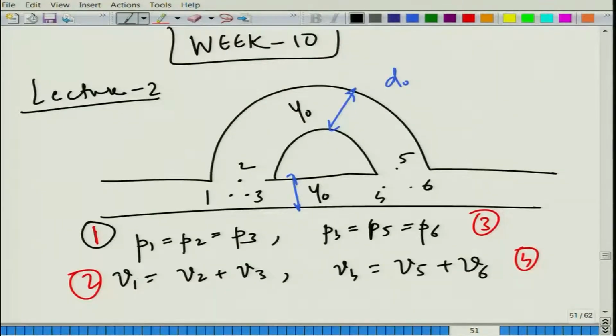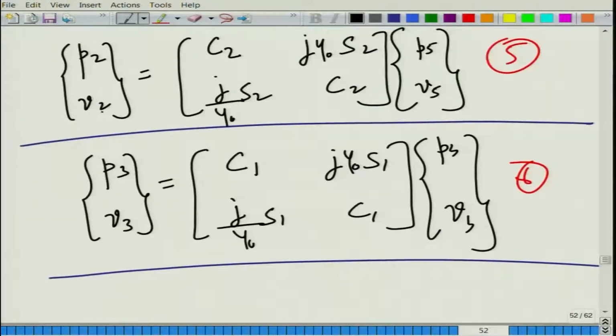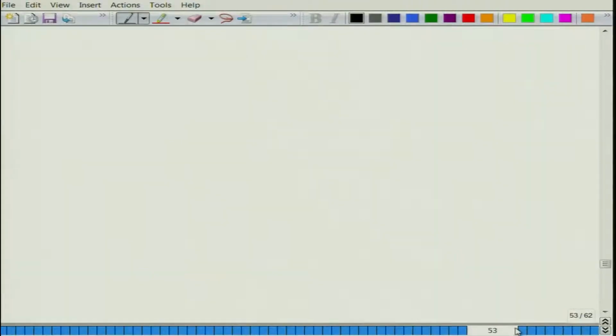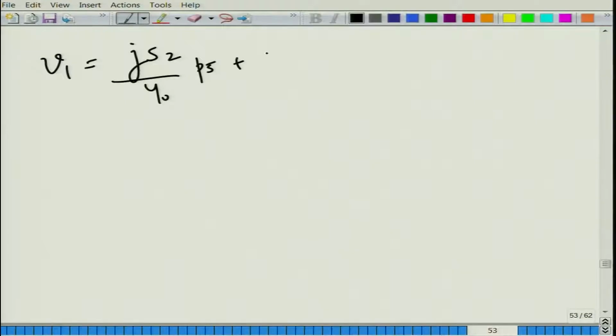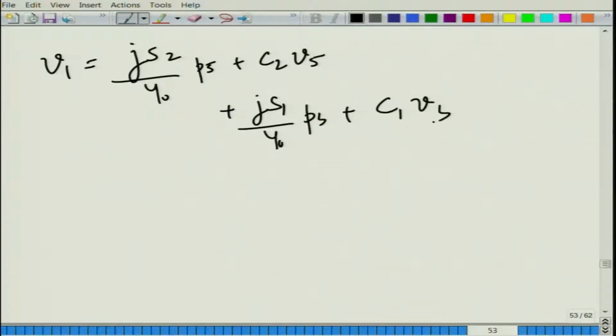Now, first let us see V1 is equal to V2 plus V3. From this we can get V2 in terms of P5, V5 and V3 in terms of P4, V4. So we can straight away write V1 is equal to j S2 Y naught into P5 plus C2 into V5, plus j S1 Y naught into P4 plus C1 into V4. Okay. So, we have this sort of a thing.